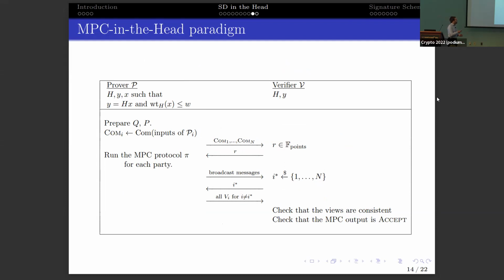Then the verifier will choose the evaluation point r, and will send the evaluation point r to the prover. And now the prover can run the computation, described as follows. It will run the computation for all the parties. It will send back to the verifier all the communication broadcast by the parties in the subroutine BN20. And finally, the verifier will ask to reveal all the views except one, and will check if those views are consistent.